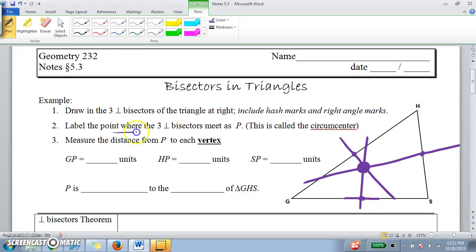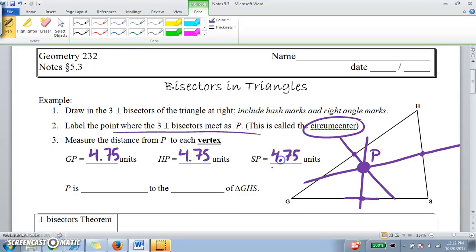So it says label the point where the three perpendicular bisectors meet as P. This is called the circumcenter of the triangle. So the point where all three perpendicular bisectors meet is called the circumcenter. It says measure the distance from P to each vertex. So again, if we have a ruler, that makes it a lot easier. So if you had a ruler and you measured in centimeters, all three of these would be about 4 3/4 or 4.75 centimeters.